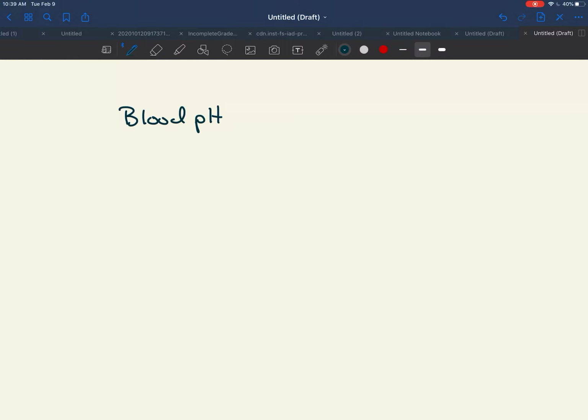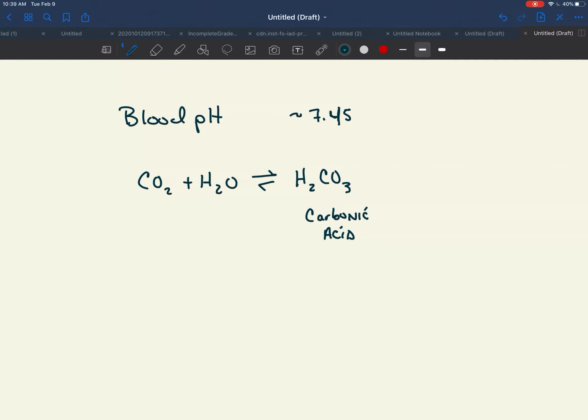So when we look at blood pH, it is generally about 7.45 on the pH scale, which you'll remember from maybe taking a chemistry class, that is actually slightly basic or slightly alkaline. And so when carbon dioxide combines with water, it produces a weak acid, which is carbonic acid. So this is carbonic acid. This acid will actually dissociate into hydrogen ions plus bicarbonate ions. So this is a hydrogen ion, and that is what determines pH. The greater the hydrogen ion concentration, the lower the pH. It's inverse proportion. And this is my bicarbonate ion.